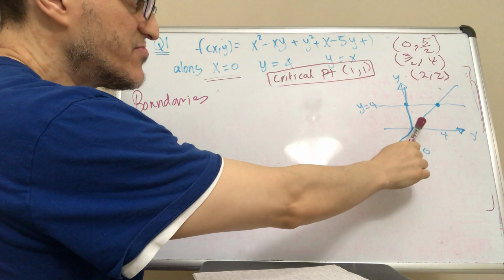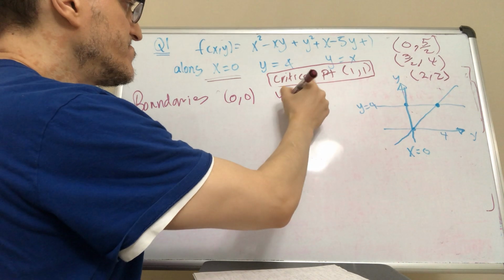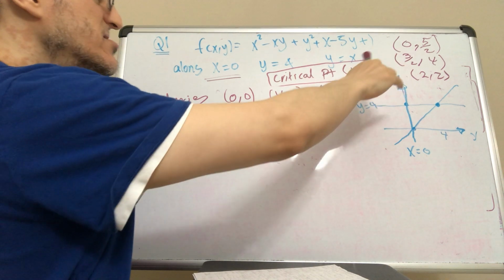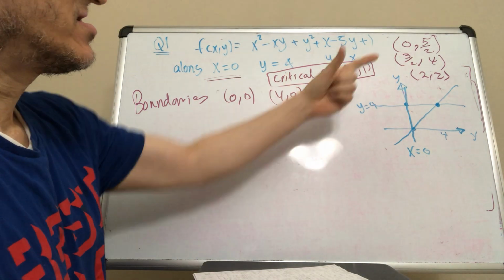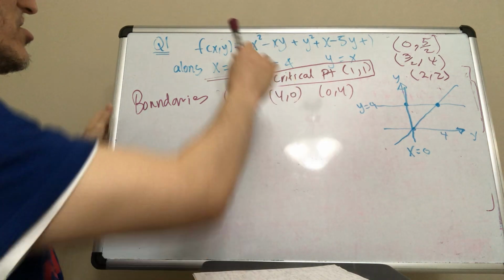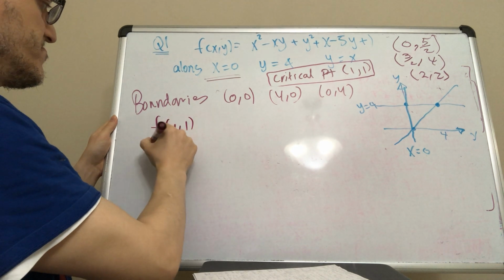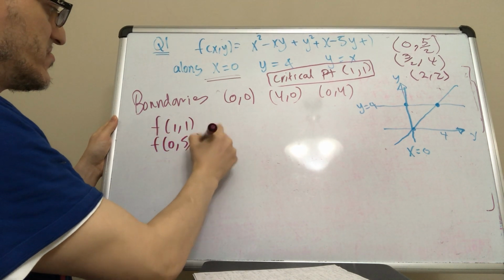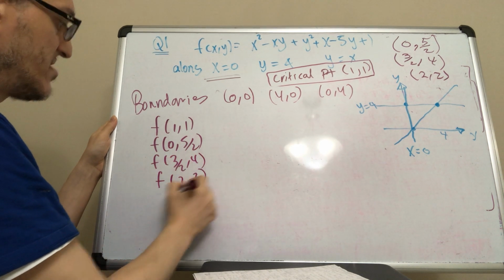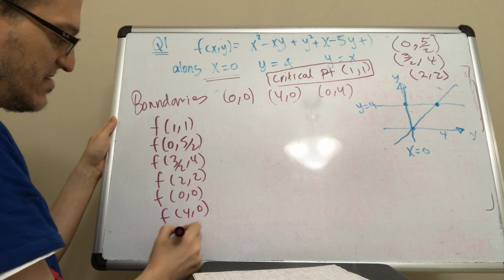The boundaries are (0, 0), (4, 0), (0, 4). So the main critical, the critical along the lines, and the boundaries, you plug them all into the function. The points are (1, 1), (0, 5/2), (3/2, 4), (2, 2), (0, 0), (4, 0), and (0, 4).